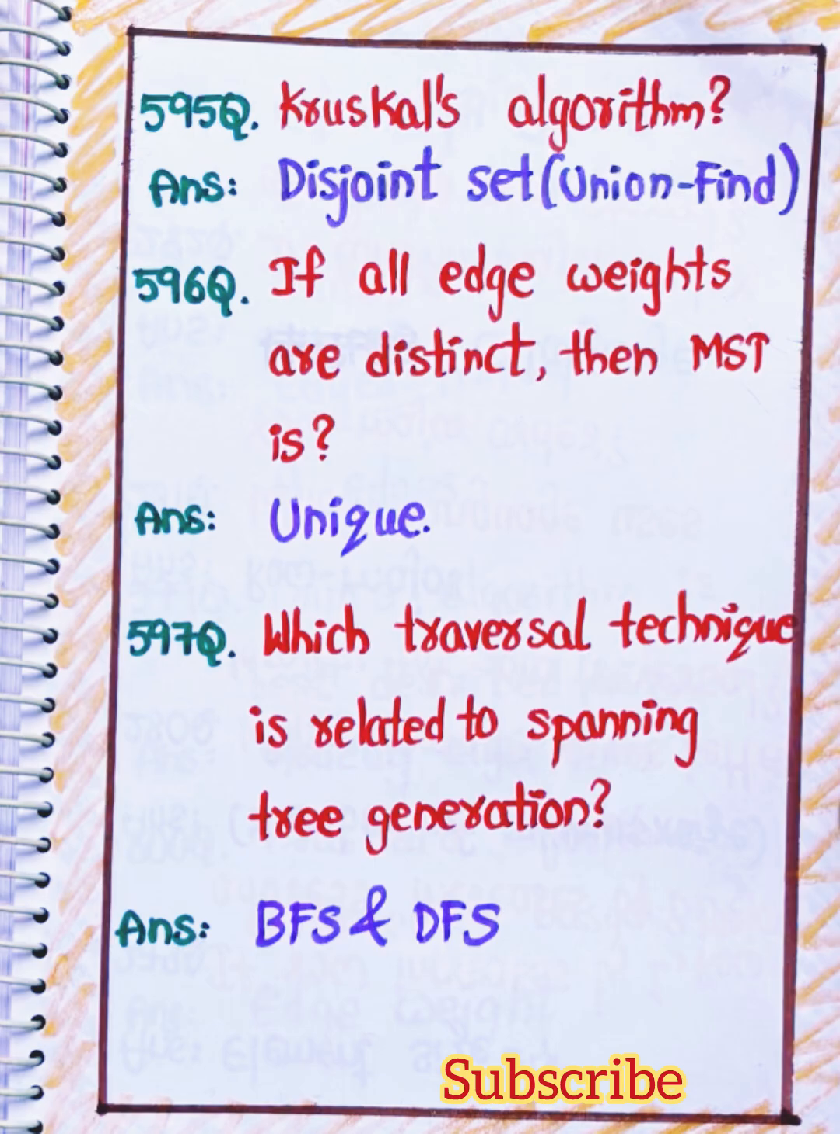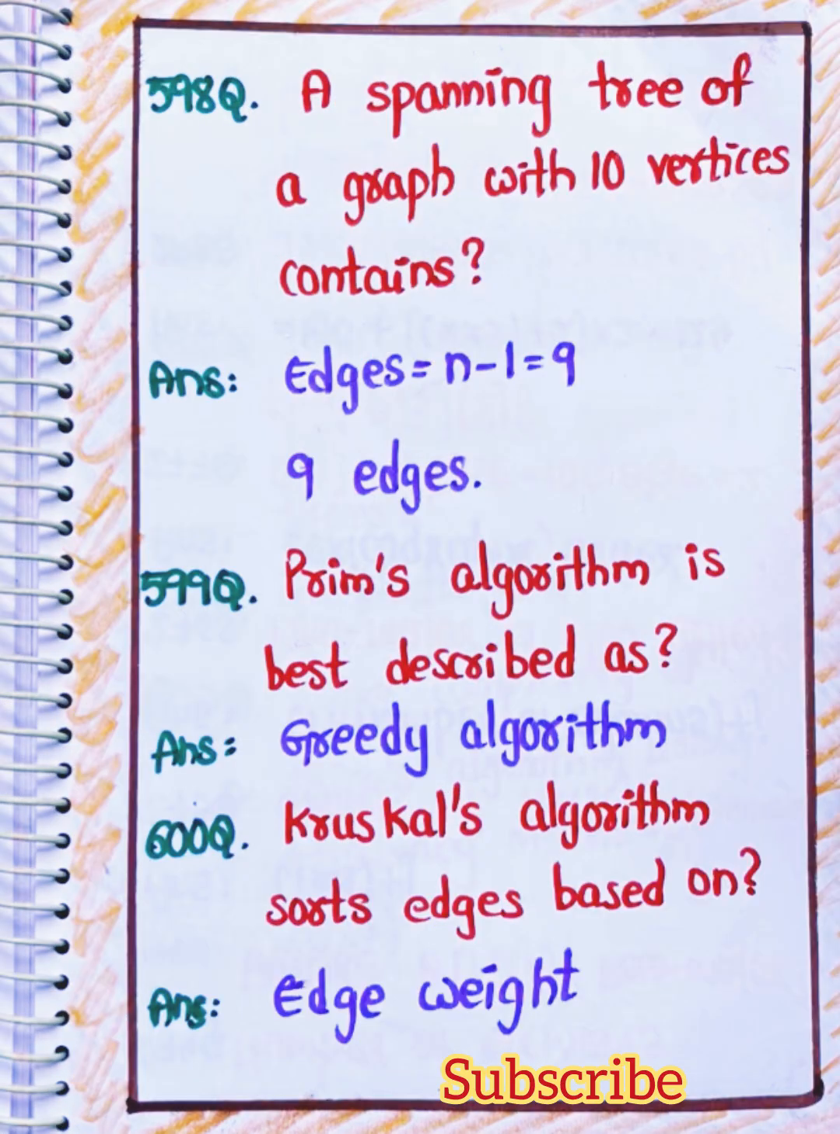Disjoint set union find. If all edge weights are distinct, then MST is unique. Which traversal technique is related to spanning tree generation? BFS and DFS. A spanning tree of a graph with 10 vertices contains edges equal to n-1 equals 9. So 10-1 equals 9. So 9 edges is the answer.